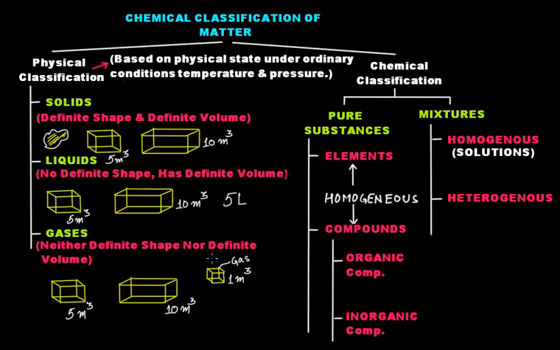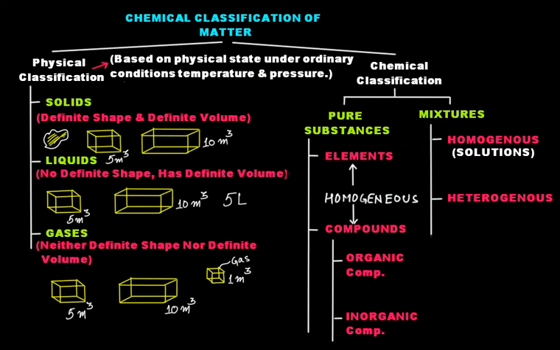Similarly, if we take the same quantity of gas, 1 cubic meter, and transfer it into this solid cuboid whose volume is 10 cubic meters, the gas will take the shape of the cuboid, and the volume will increase from 1 cubic meter to 10 cubic meters, again because gases expand. They occupy the whole space where they are stored. That is why gases have neither a definite shape nor a definite volume. So this was about the physical classification.